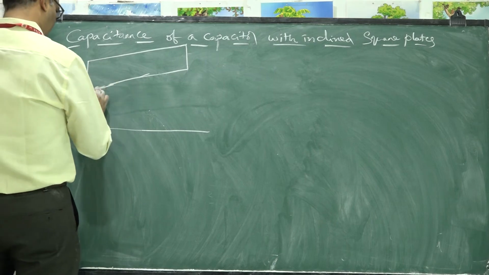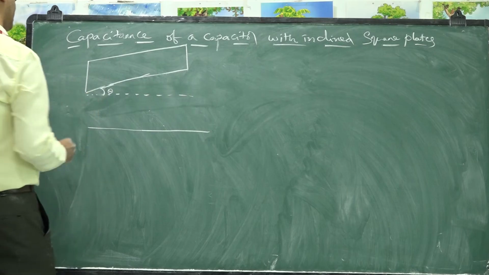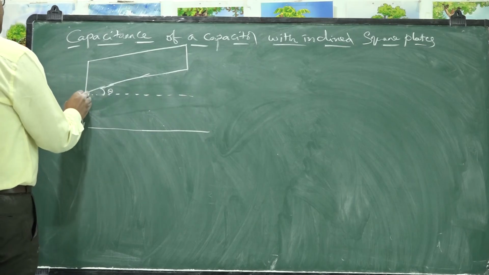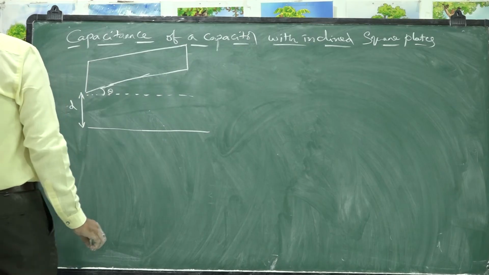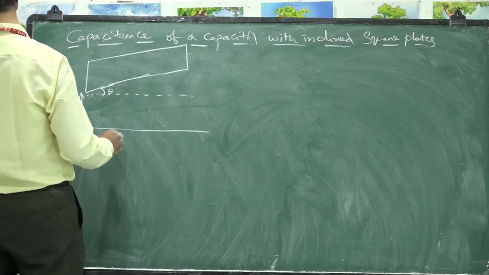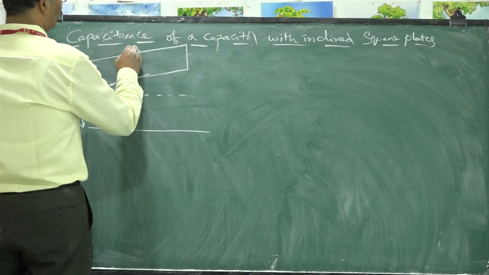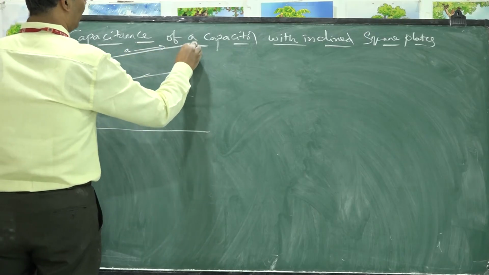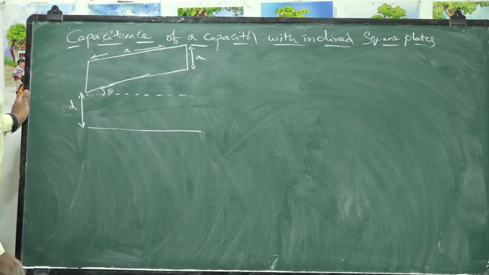That means the other plate is making an angle theta with the horizontal. The separation between the plates is d. I would like to find the capacitance of this capacitor. The dimensions of the plates are like this. As it is a square plate, each side is a. I want to find the capacitance of this capacitor.